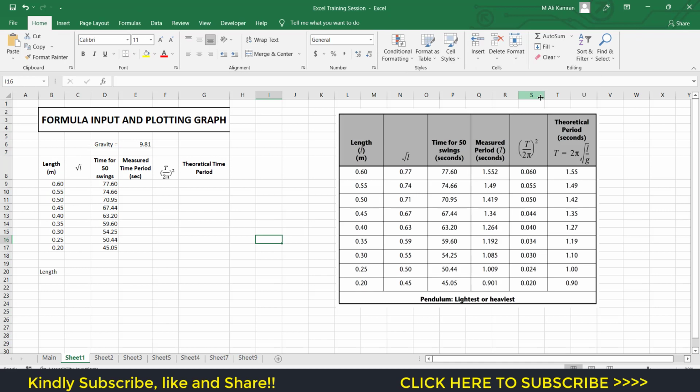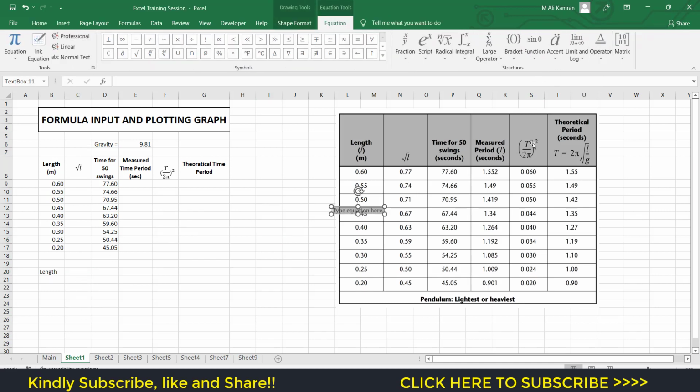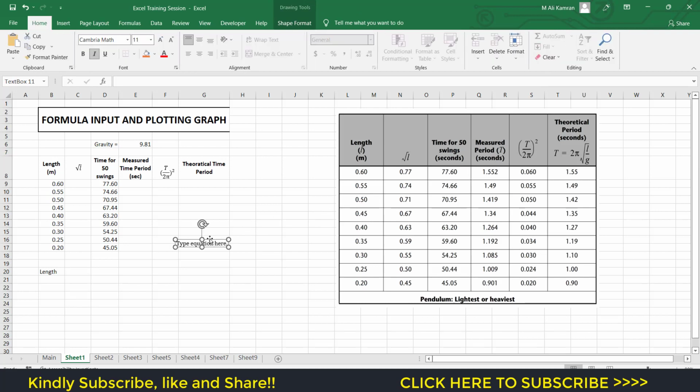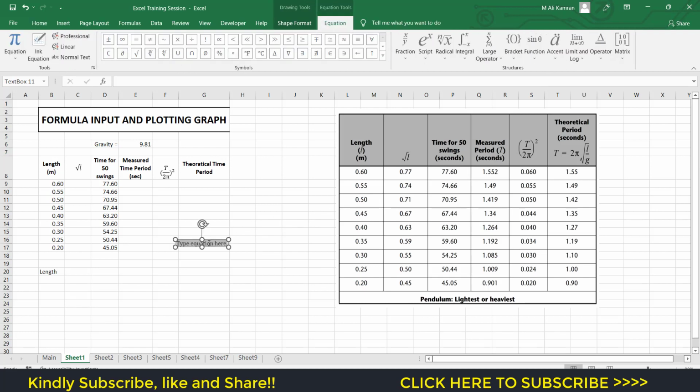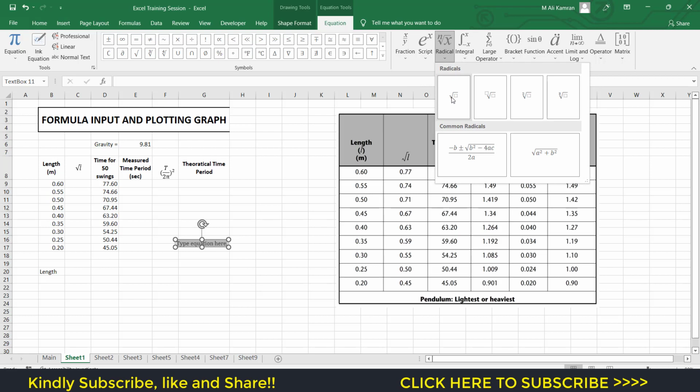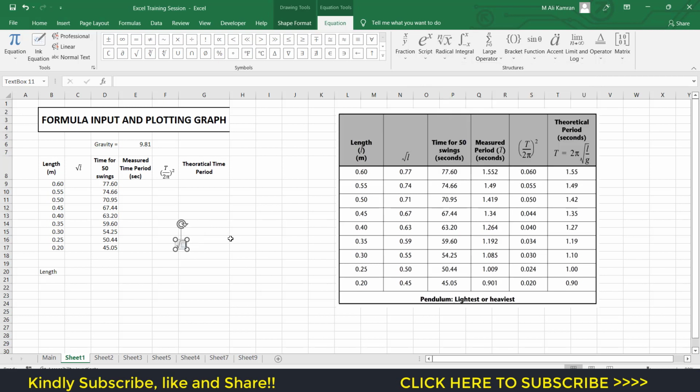So I will click here. Let's say if I click here and then I say Insert and then Equation. So here we have that equation, and now we can enter that square root L value. As we can see, this is the equation, and here we have the square root. So this is the square root. We need this one, right? This square root, and then I will click here and write small l.